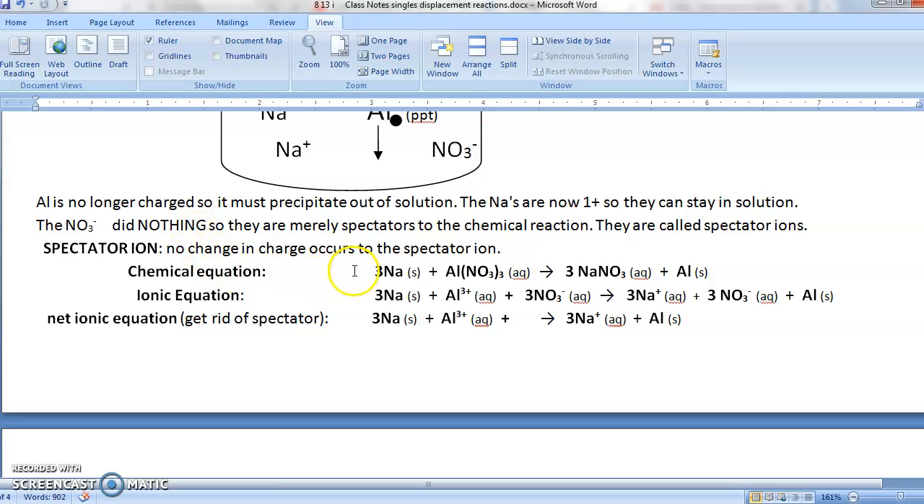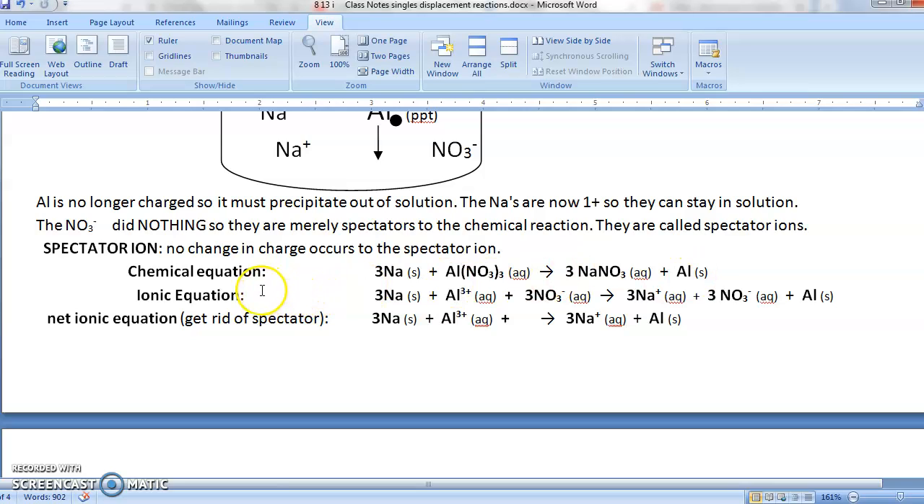So our initial chemical equation: 3 sodiums were dropped into a solution containing a formula unit of aluminum nitrate, and when we're finished, we have the sodiums floating around with the nitrate. The abbreviation for floating around together is aqueous. But the sodiums are not actually attached to the nitrates in solution. And the aluminum right here is solid. You could write a PPT after it, or you could draw an arrow down showing that it precipitated from solution.